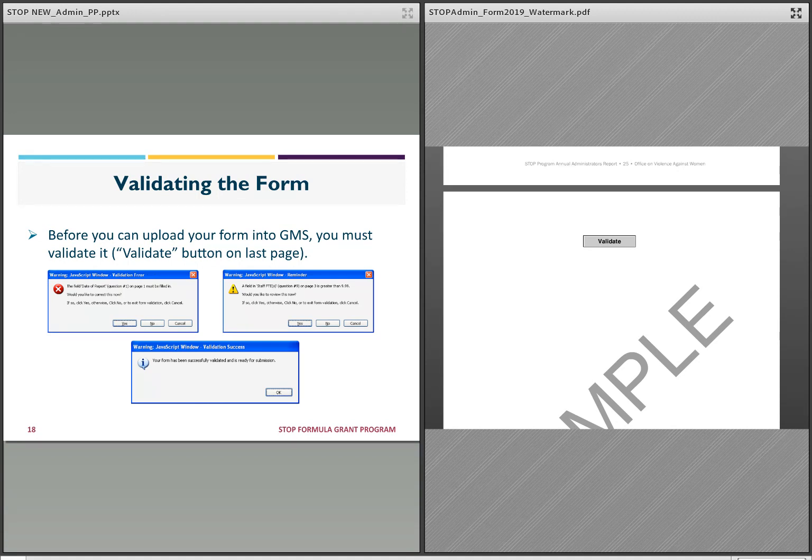Finally, the third type of pop-up you can get is one that says your form has been successfully validated and is ready for submission. This is the pop-up you need to get in order to be able to successfully submit your progress reporting form back into the grant management system.